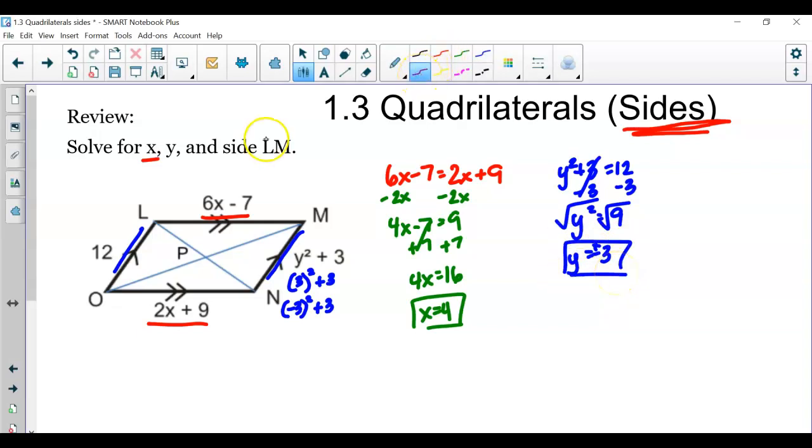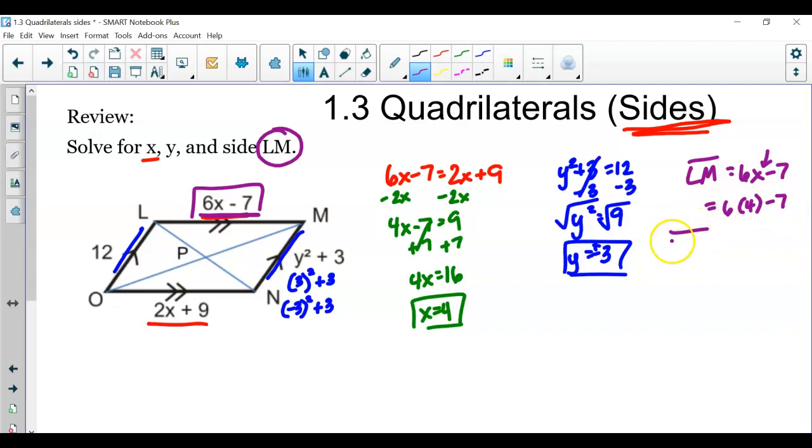Now, we are solving the last part for LM. LM was back to the 6x minus 7. So if the side LM is equal to 6x minus 7, we need to know the value of x, which was 4. So 6 times 4 minus 7. So you should have gotten for side LM 17.